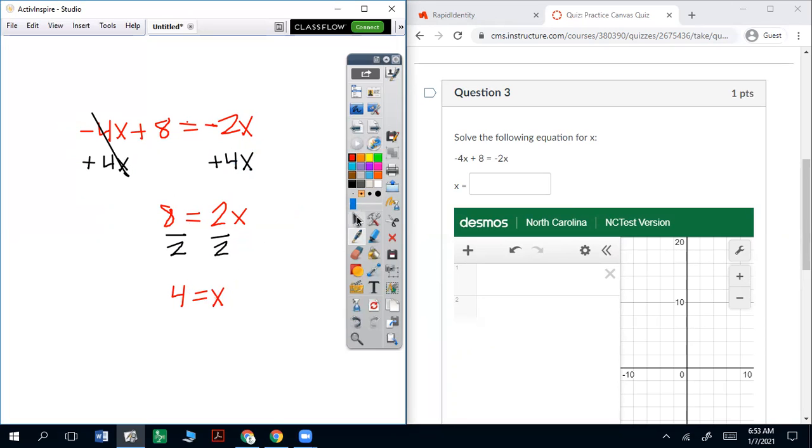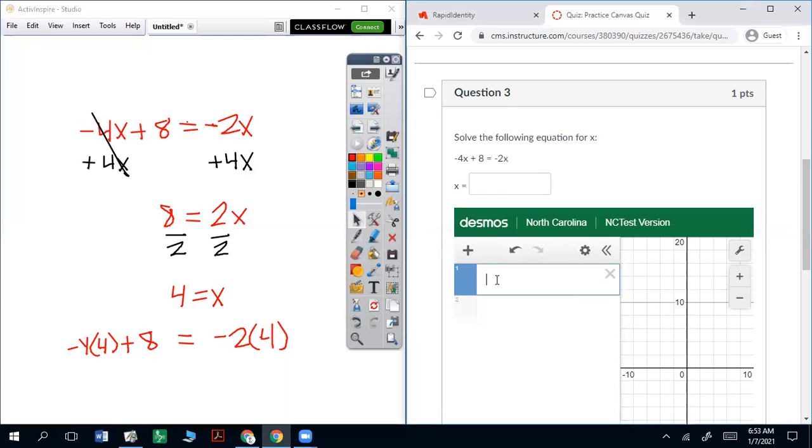We can go back and we can plug that in as well. So I could say on the left side of my equation, by plugging that 4 in, negative 4 times 4 plus 8. Well, does that equal negative 2 times 4? Well, let's see. Negative 4 times 4 is negative 16 plus 8 is going to be negative 8.